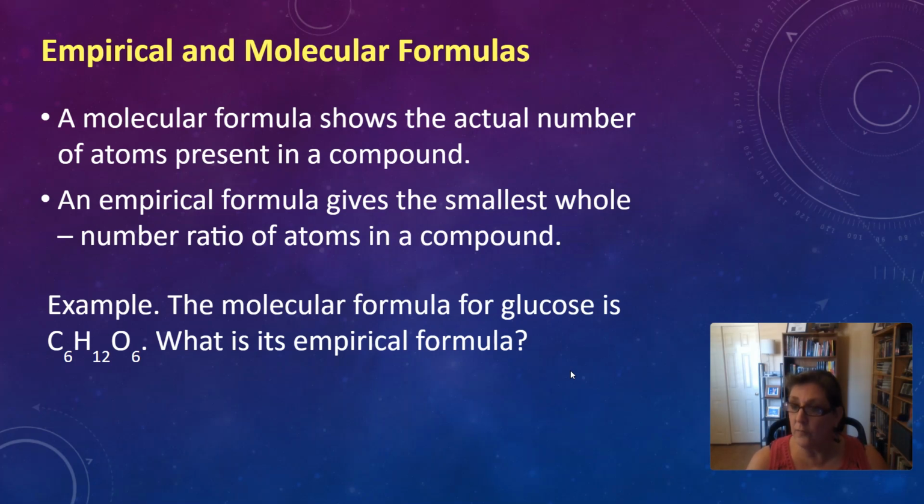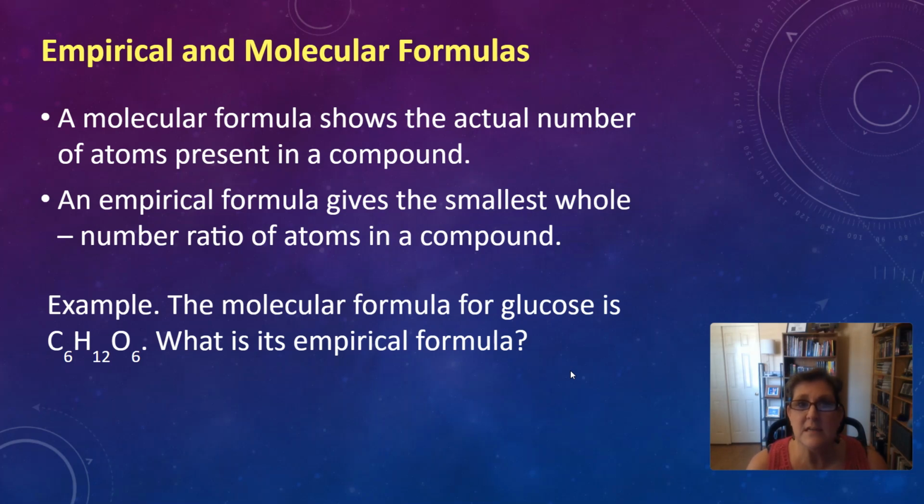An empirical formula is just the smallest whole number ratio of those atoms. So it's like you reduce it down to its smallest ratio, like when you reduce a fraction. So it's just giving you a ratio of the atoms to each other.